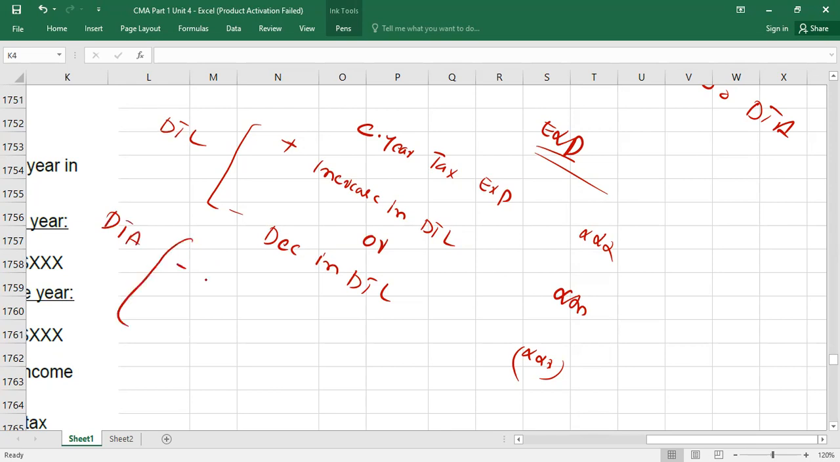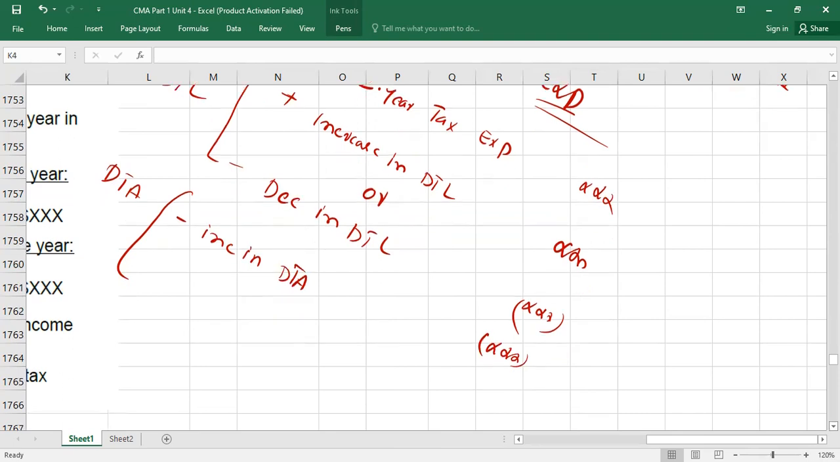If there is an increase in deferred tax asset, what was the entry? Debit was deferred tax asset. So what was credit? Tax expense. So that will increase in deferred tax asset, you will deduct. It will reduce your expenses.